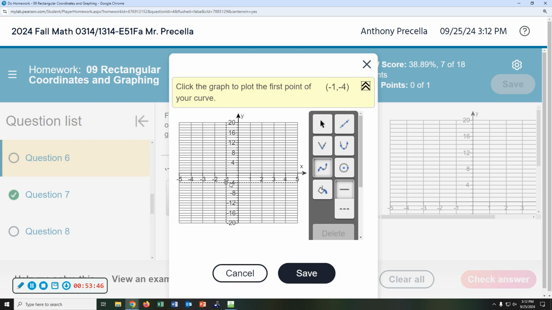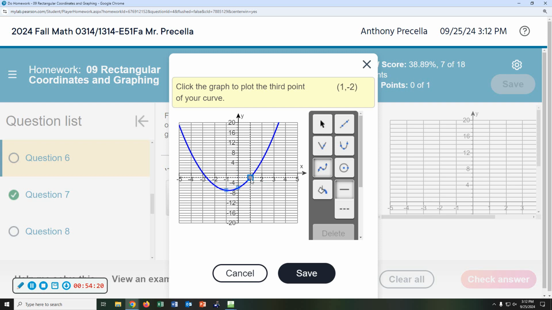Clicking the first point, -1, -7. Wait, am I -1, -7? Yeah. Oops. Okay, that's -1, -7. Yeah, that's right, that's what we needed. Okay, 0, -6. And then 1, -5.